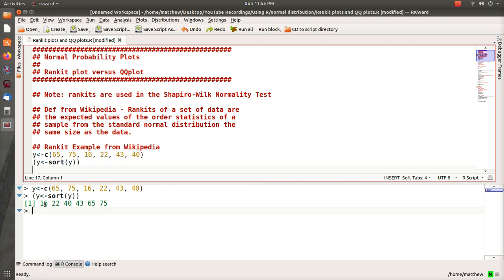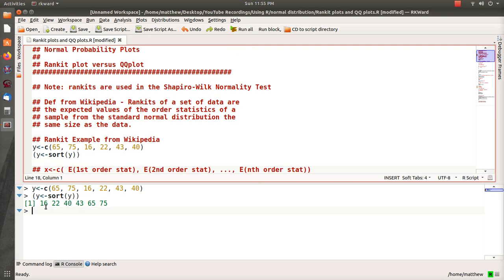So with all these probability plots, the goal is: what does each of these values represent in that standard normal distribution? And there's dozens and dozens of normal probability plots. In my personal opinion, the Rankit plot and the QQ plot are probably the two most popular. So what we want to do is, that's our y data. So when we plot it, we need x's.